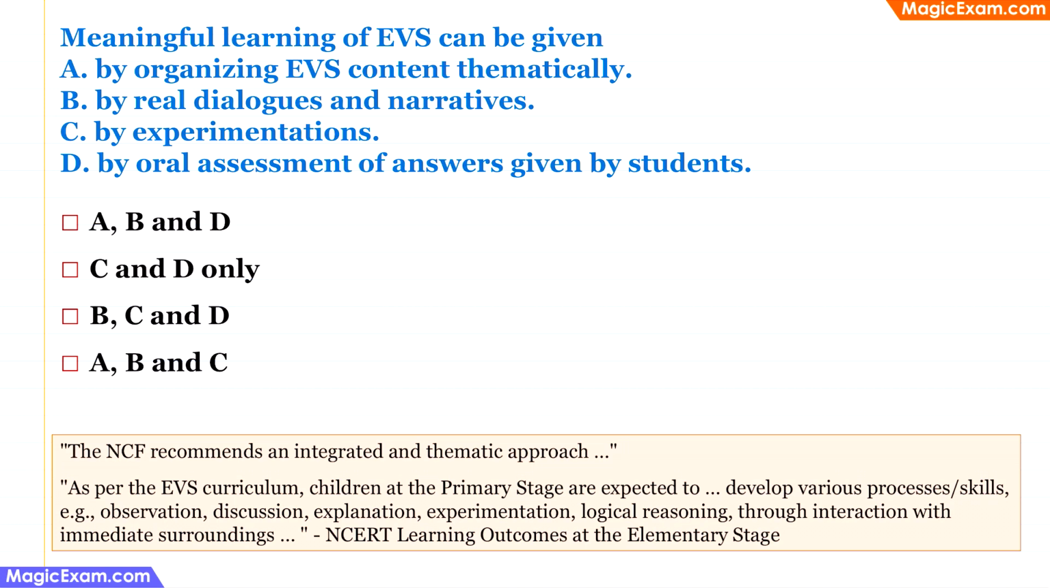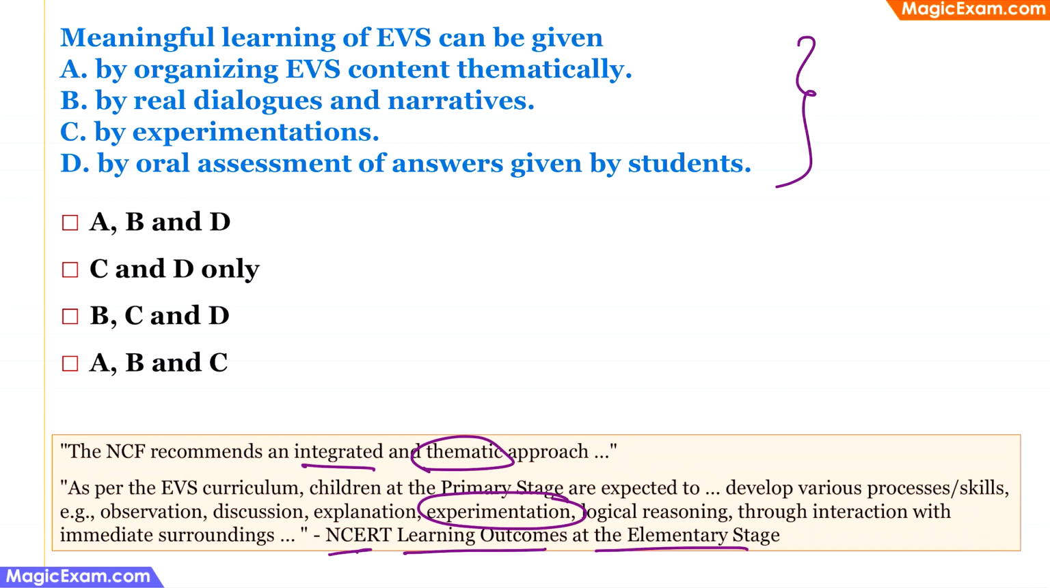Therefore, the correct answer is plants. Meaningful learning of EVS can be given through which of the following? Now, this question can be answered on the basis of the information given in the NCERT learning outcomes of the elementary stage document, or the EVS syllabus, or even the introduction part of the various EVS textbooks. So all these different sources talk about things like integrated and thematic approach. They also talk about experimentation and the use of stories and narratives.